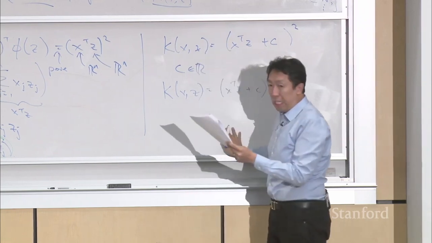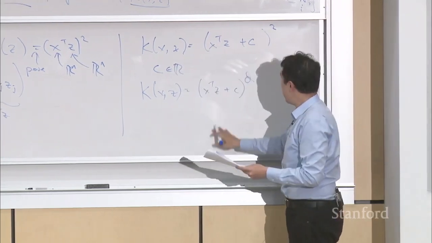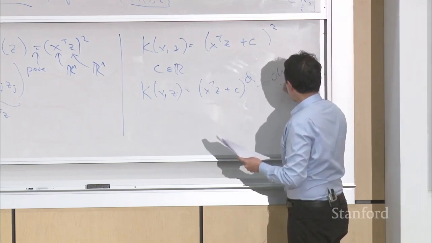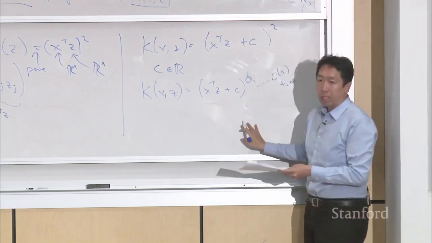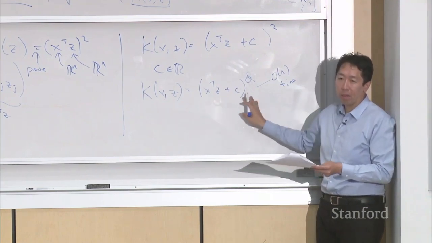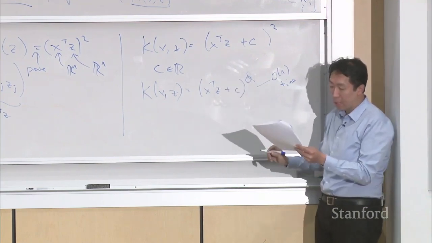Other examples, if you choose this, to the power of d, right? Notice that this still is an order n time computation, right? x transpose z takes order n time, you add a number to it, and you take this to the power of d, so you can compute this in order n time.